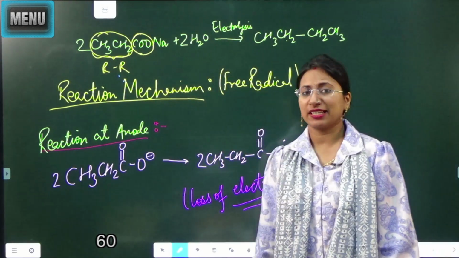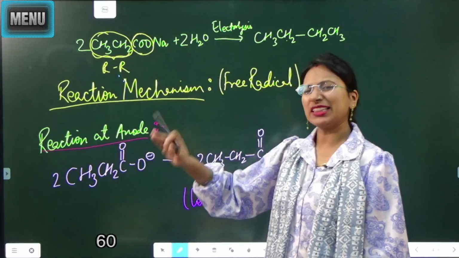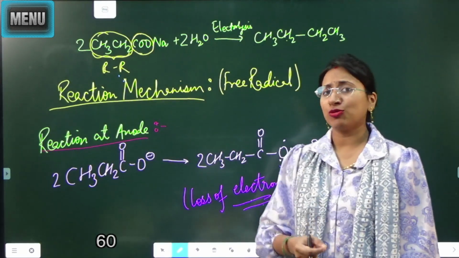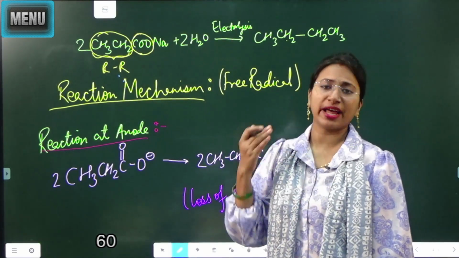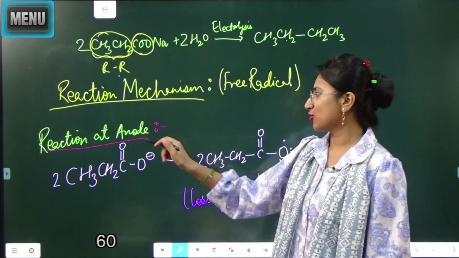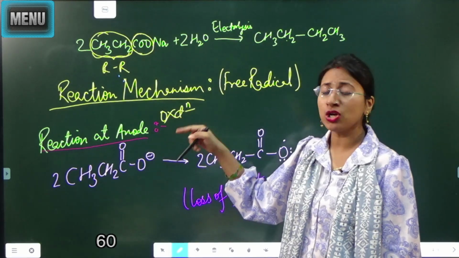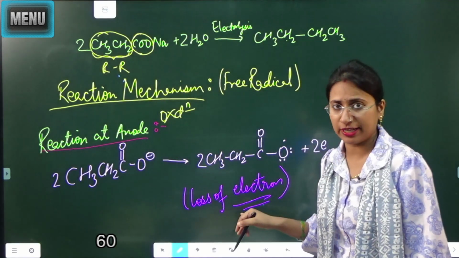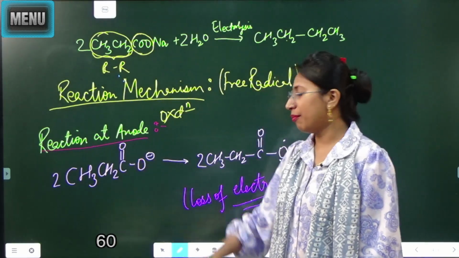Now, let us take a look at the reaction part. Reaction at anode: one thing you have to keep in mind, at anode oxidation happens. We get oxidation reaction at anode and reduction reaction at cathode. So, at anode, oxidation will be there. Oxidation means loss of electron. So, CH3, CH2, COO minus.